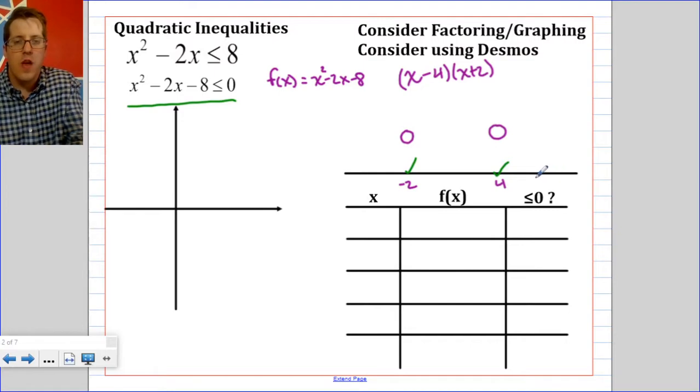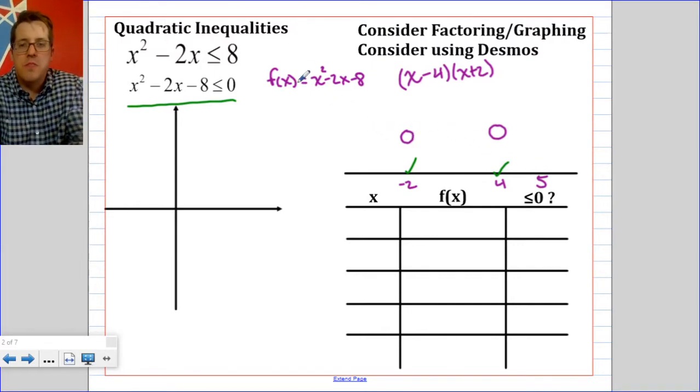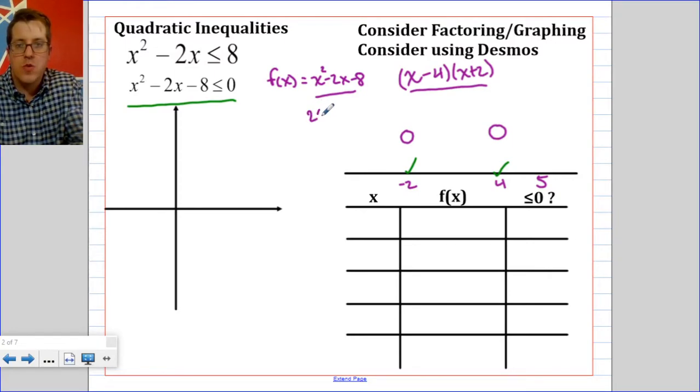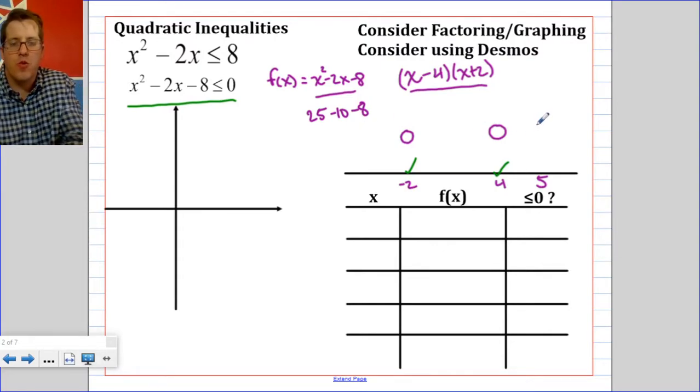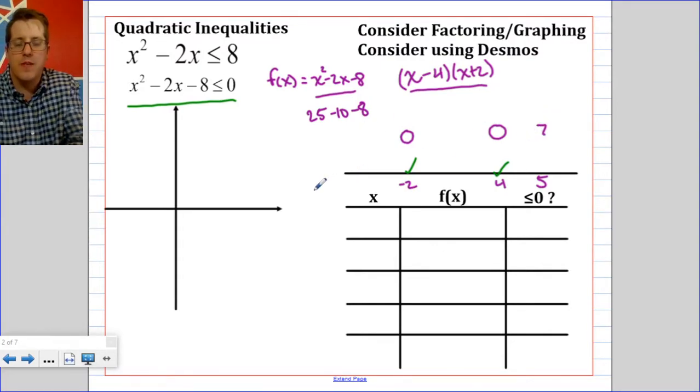So for example, I'll try 5. And I'm going to use 5 because it's small. It doesn't matter if you want to plug in here or if you want to plug in here. You should get the same value either way so long as you've factored correctly. So when I plug in 5, I'm going to get 25 minus 10 minus 8, which is 7. So I'm going to write 7 above my number line.